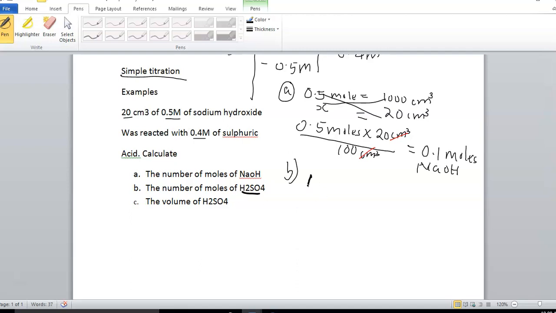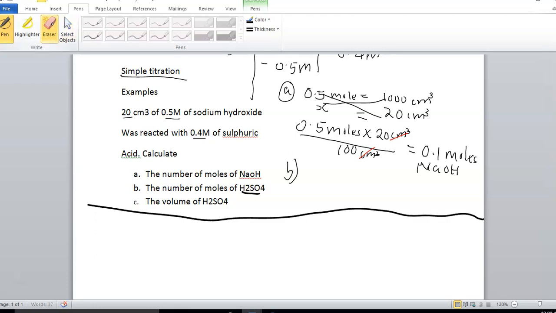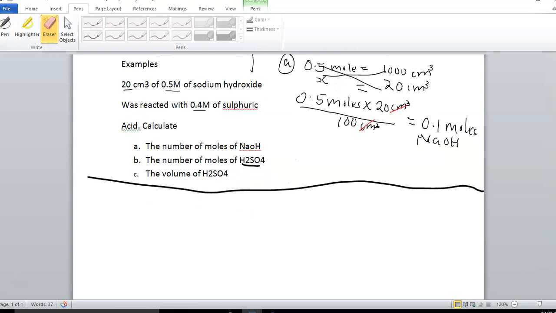You react by saying sodium hydroxide aqueous, or let me use this side because I don't have enough space here. Let me use this space.